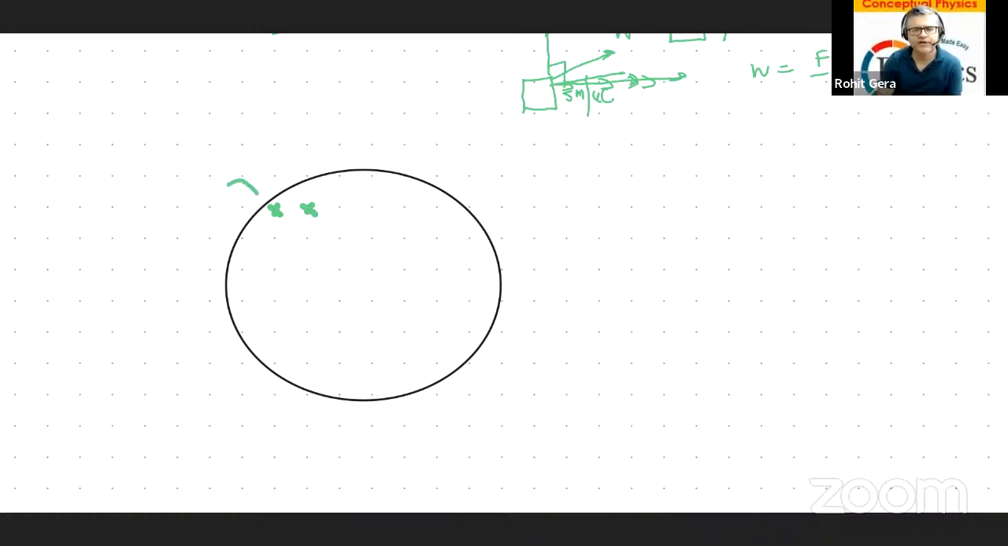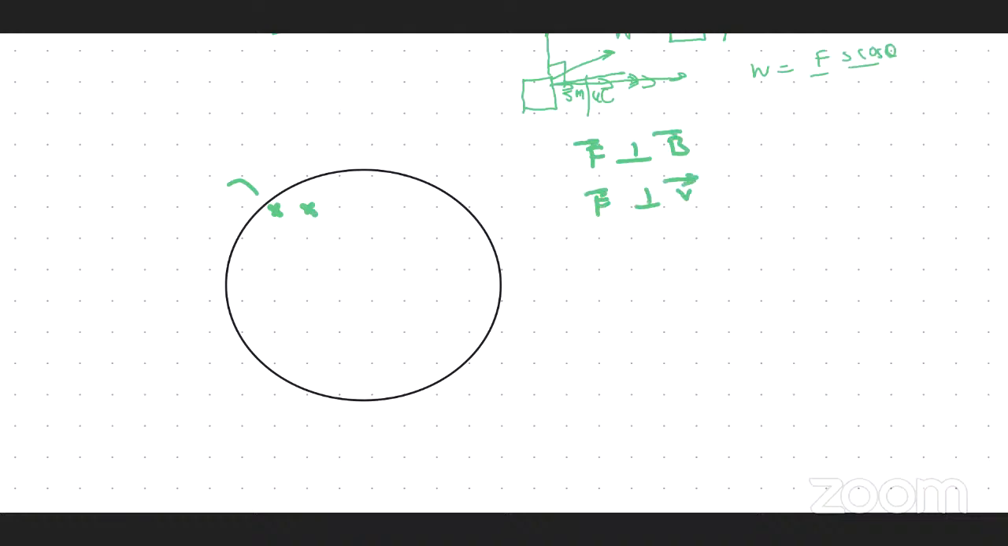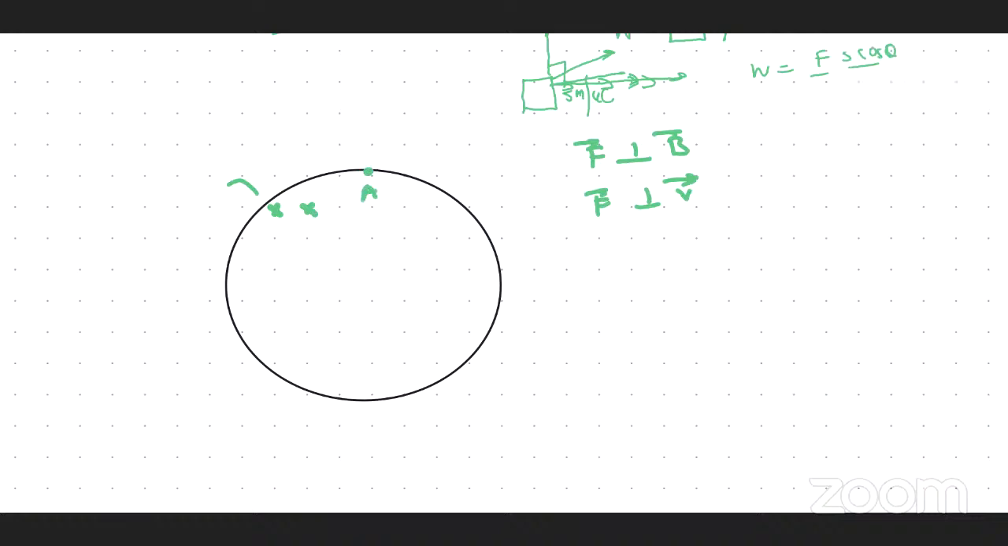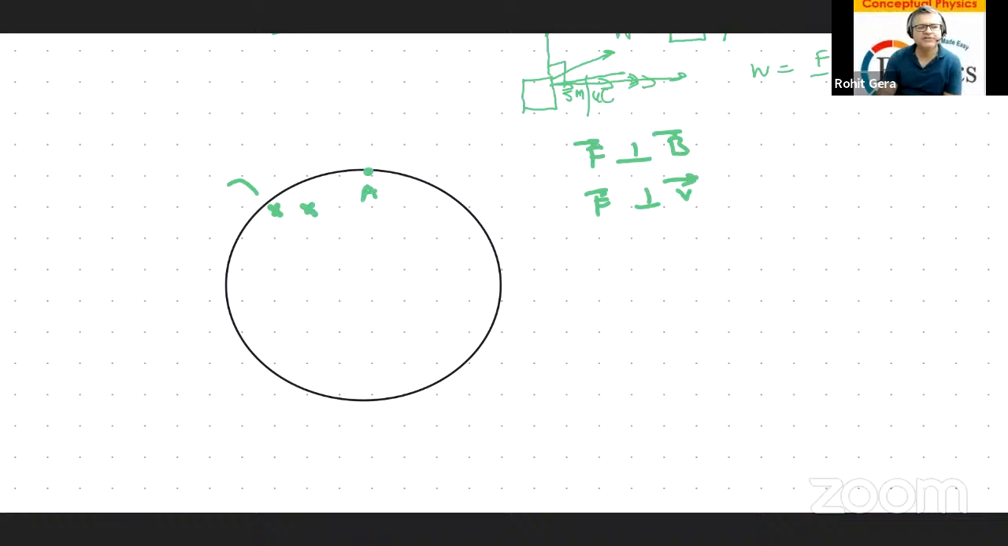You project a charge with velocity v, and you know the net force is going to be perpendicular to B, and the net force is also going to be perpendicular to v. So consider any instant where the velocity of the body was in some direction, and the magnetic field will always be perpendicular to it. The way this works is that wherever you calculate, for example, the charge is here, and the velocity is in this direction, and the magnetic field is outward.